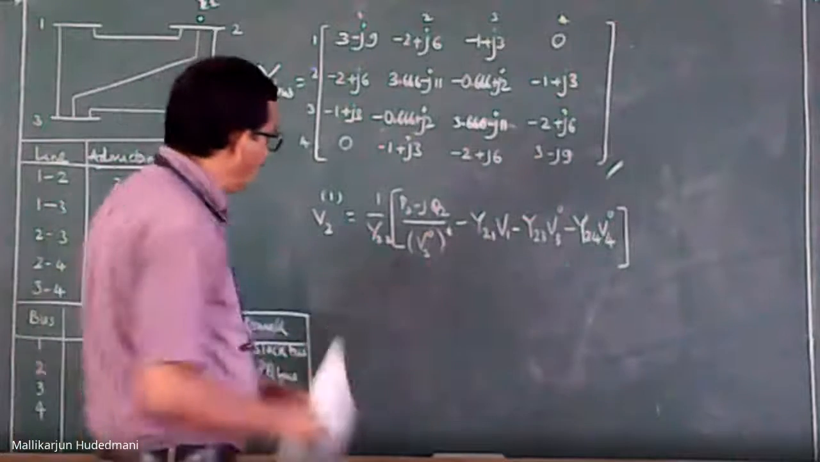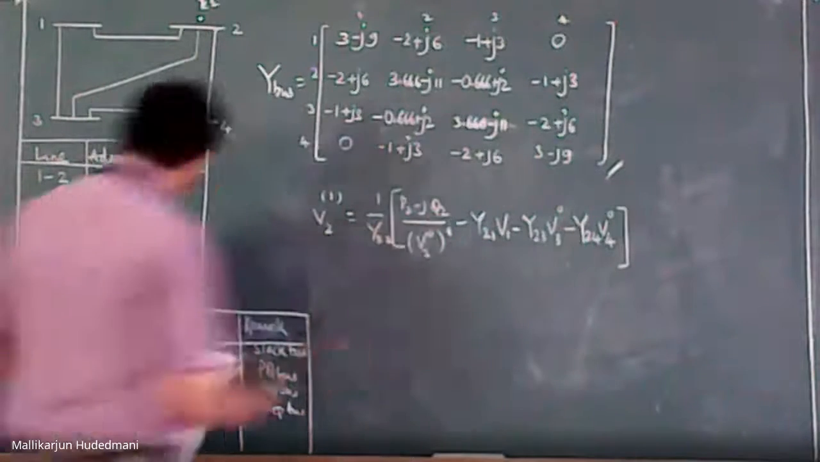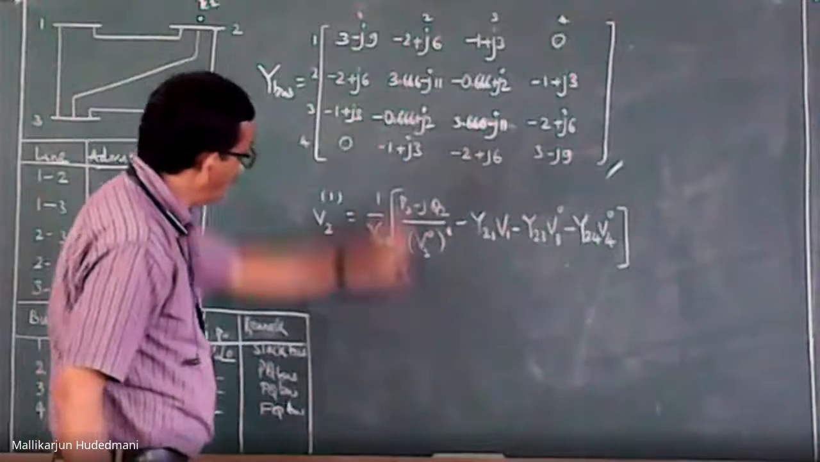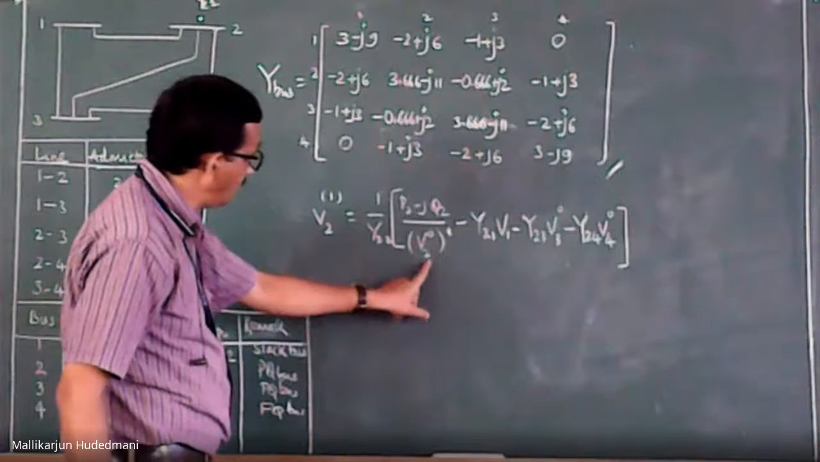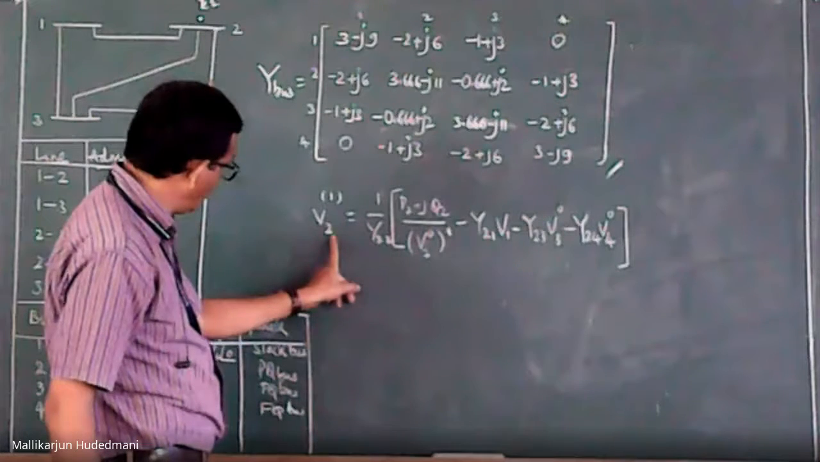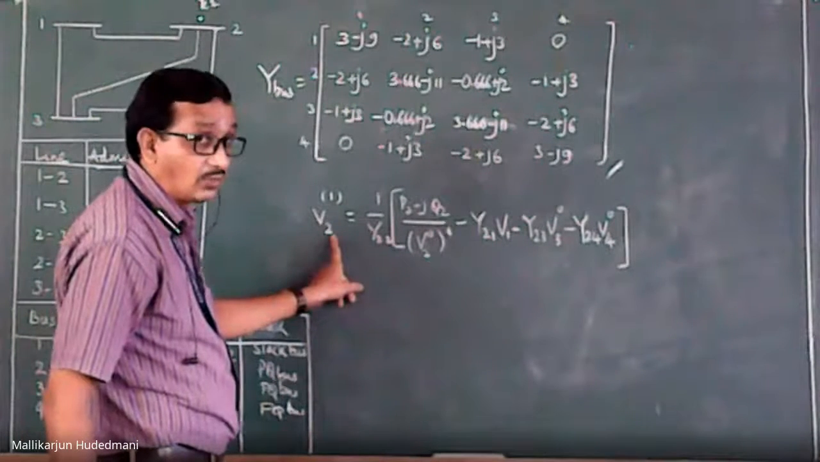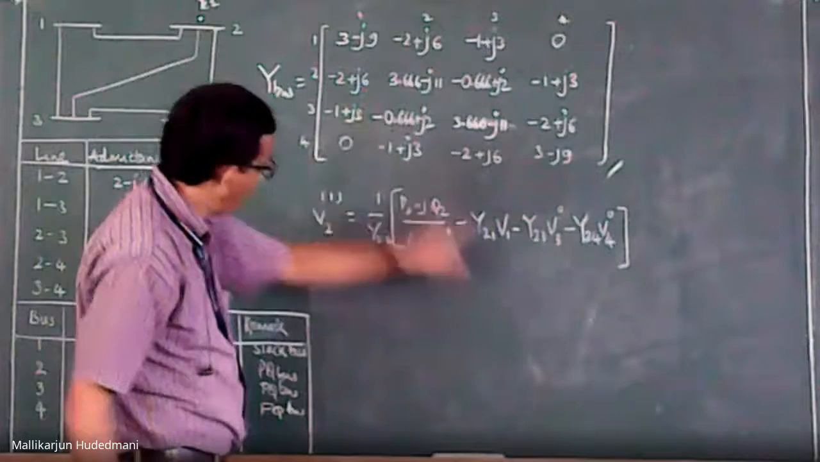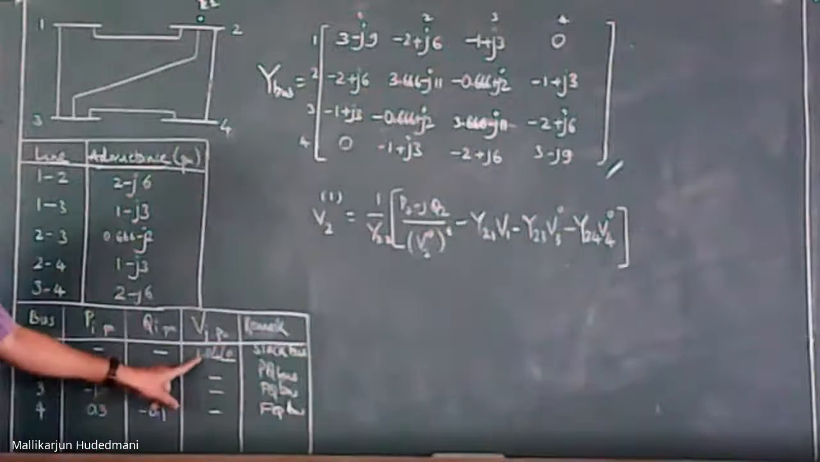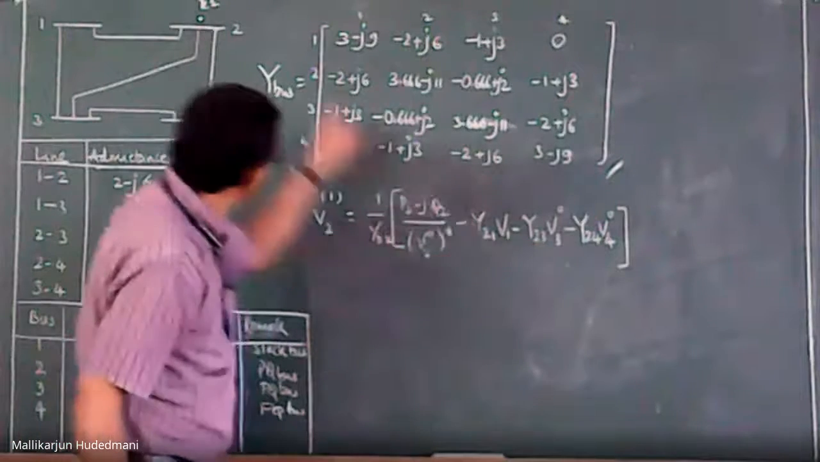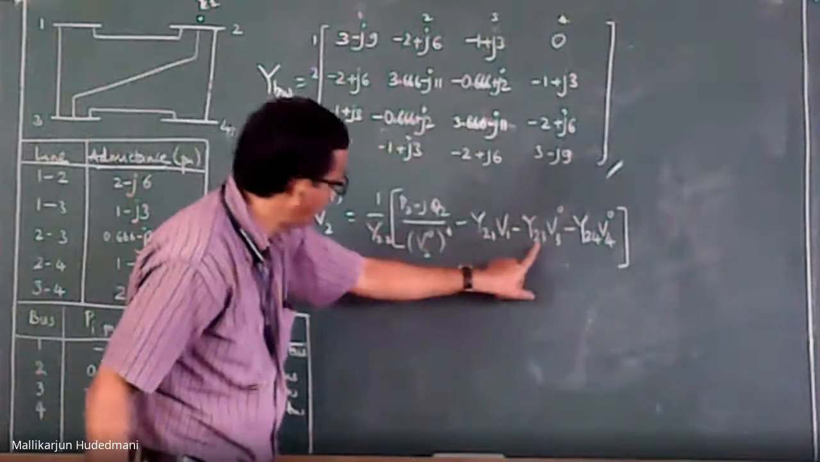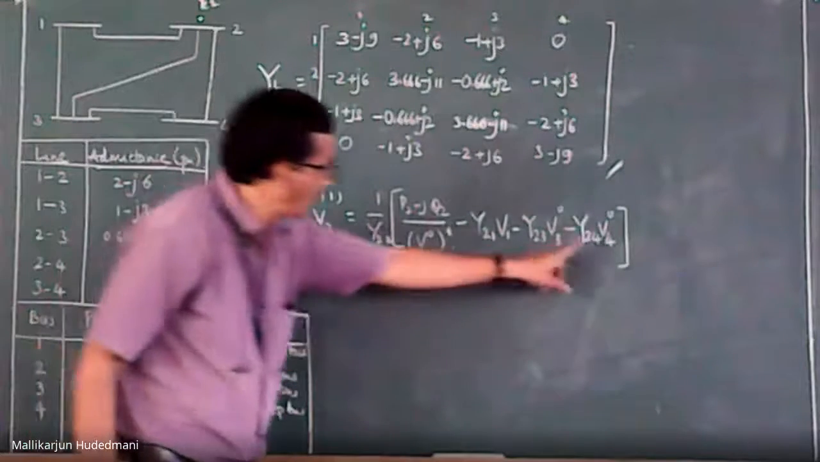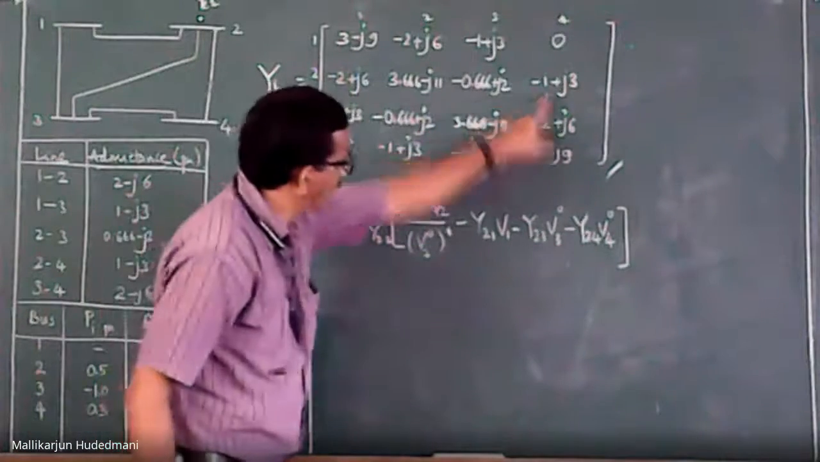So now you must know P2, Q2 from this table, Y22 from this table, V2 0. What is V2 0? Initial estimate of variable 2, which is flat start, 1 angle 0. Y21 from this table, 2,1. This number I'll pick here. V1 I pick from this. Then Y23, 2,3. This element I pick here. V3 0, initial voltage of V3, 1 angle 0. Y24, 2,4. And V4 0.